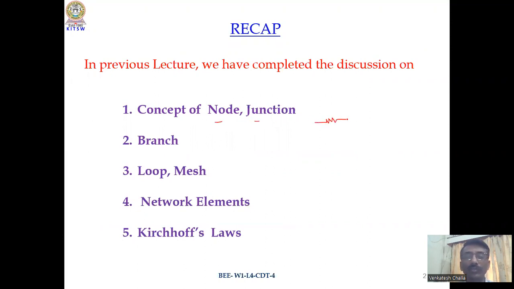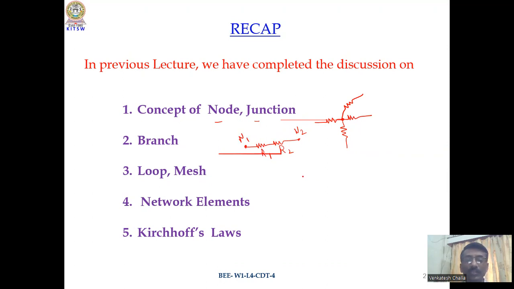For example, if there are two elements connected together, that forms a node, and if there is a third element, or a fourth element like this, it forms a junction. So it is the point at which two or more, or three or more, elements are connected together. And branch means the elements connected between two nodes. If there are two nodes, let us say n1 and n2, the elements connected between them form a branch. Let us say there are two resistors R1 and R2.